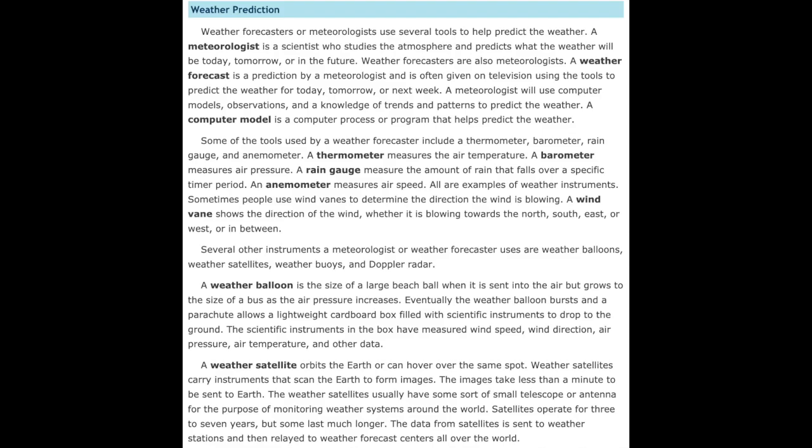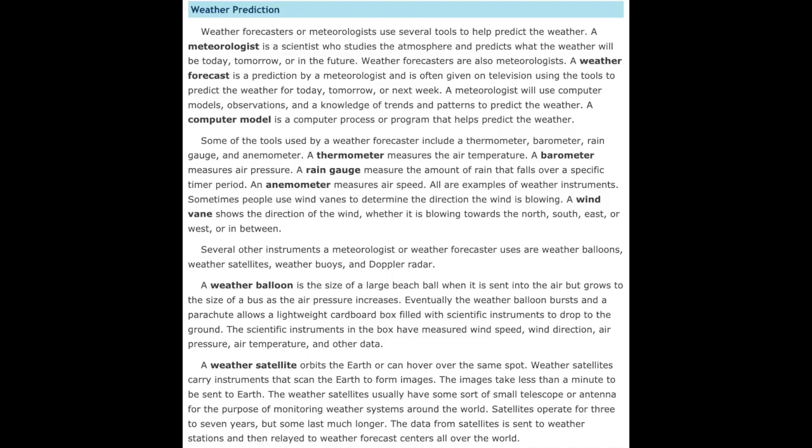A meteorologist will use computer models, observations, and a knowledge of trends and patterns to predict the weather. A computer model is a computer process or program that helps predict the weather. Some of the tools used by a weather forecaster include a thermometer, barometer, rain gauge, and anemometer.